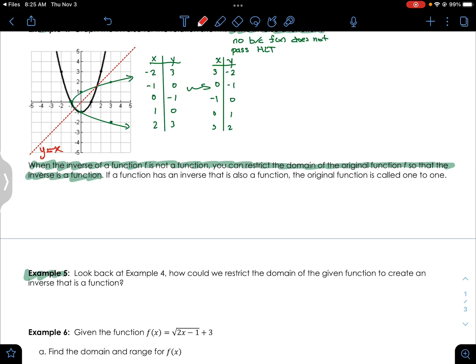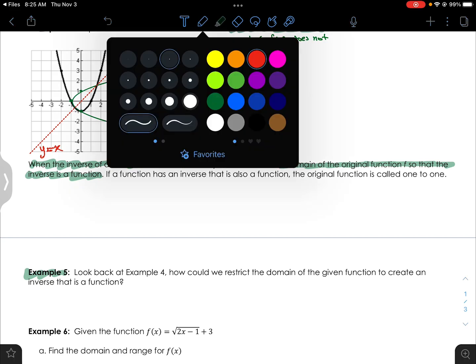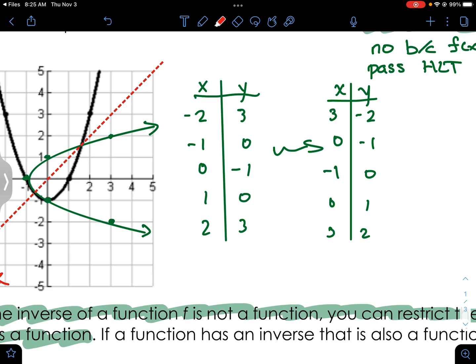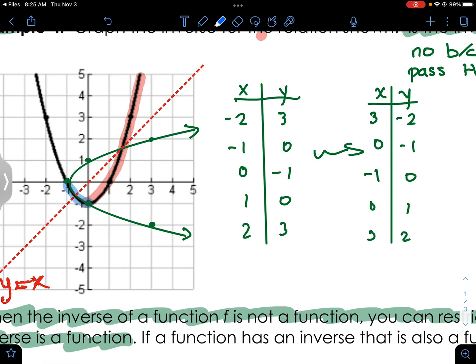And the question is, how could we restrict the domain of the given function to create an inverse that is a function? So what we would need to do is restrict our domain such that the black graph would pass the horizontal line test. One way we could do that is if we only considered the right half of our graph. If we only looked at this piece right here, that would pass the horizontal line test. Or if we only looked at this piece right here, it would pass the horizontal line test.